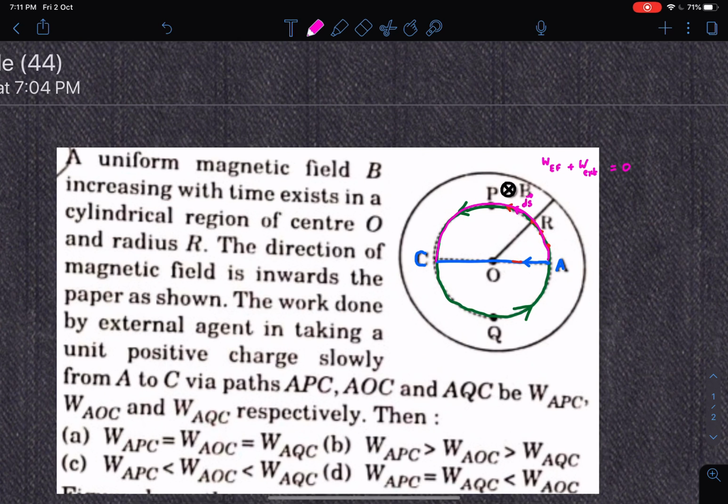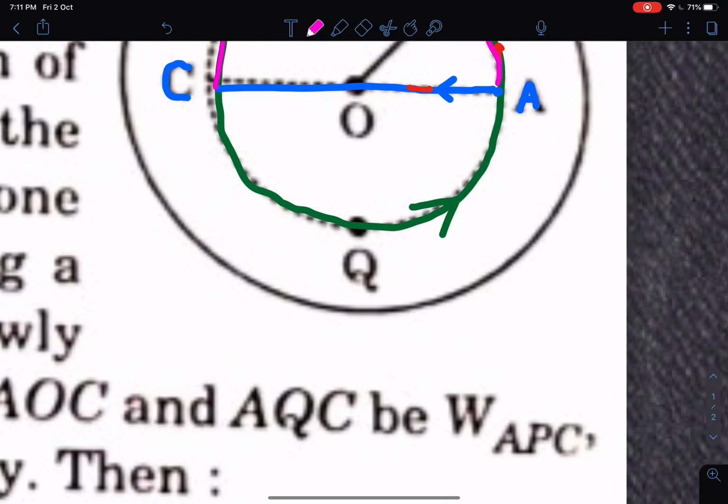Then comes the third path, which is the path AQC. If you see this path AQC, the path is like this. The path is shown by the red arrow, and the electric field is shown by this green arrow. You can see that in each and every small part of the path AQC, the small tiny displacement will be in the clockwise tangential direction, whereas the electric field and thus electric force are in the anti-clockwise tangential direction.